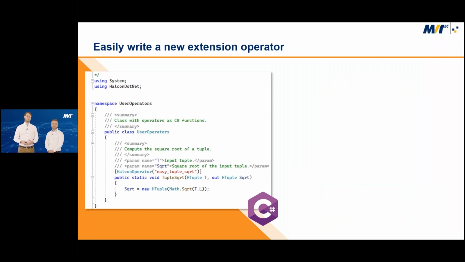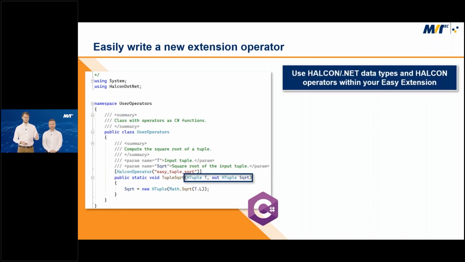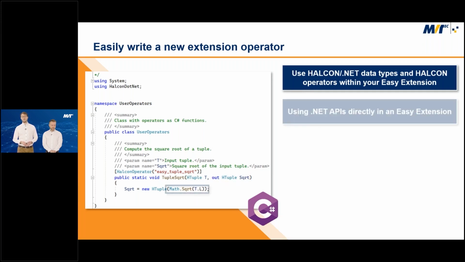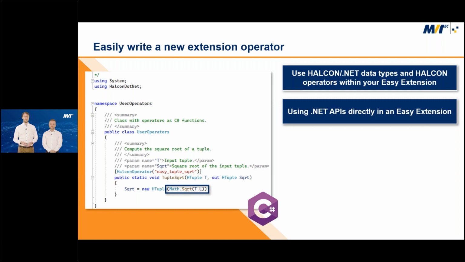First of all, if you have a look at the code on the left side, you can use HALCON.NET data types and HALCON operators within your easy extension. So for example here, htuple is used in this function. Next, you can also use typical .NET APIs directly in the easy extension. So Math.Sqrt is used here in our easy tuple square root parameter.